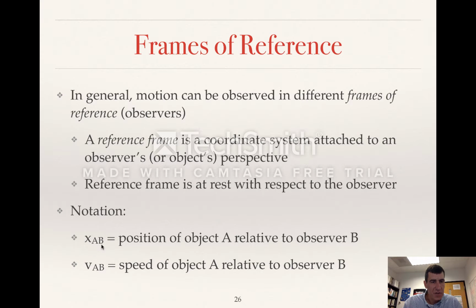Now, some notation here. If I'm interested in a position, let's say the x position, I'm going to use x with a subscript AB, and by that I mean the position of object A relative to observer B, or relative to frame of reference B. The first subscript is the object, the second subscript tells you the frame of reference. Similarly, if you have a speed, V sub AB is the speed of object A relative to observer B. In your textbook, they actually like to put parentheses, so they have an x sub A with parentheses around it and then another B. I just put the two subscripts together.